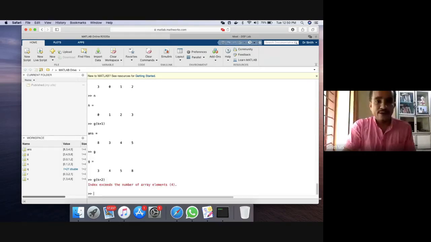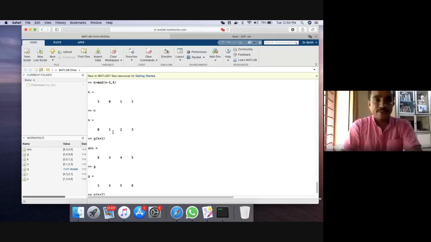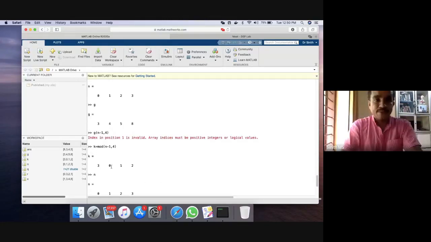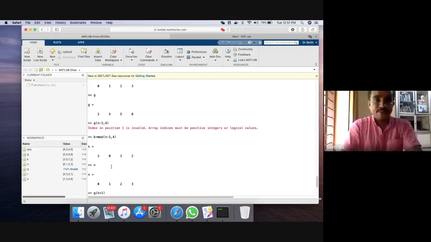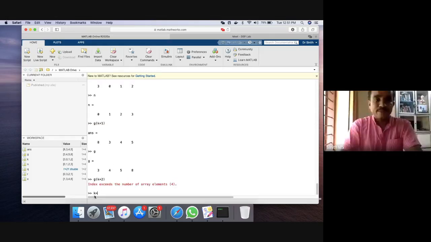Let us take some other variable, say L equal to mod of n minus 2 comma 4, which is of 4.